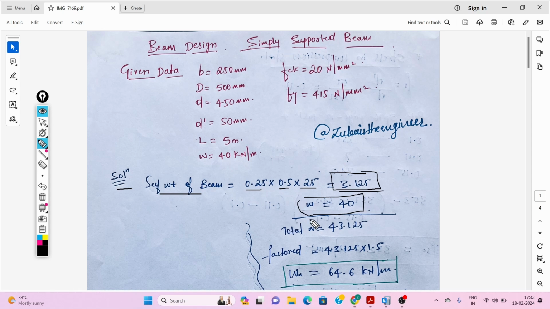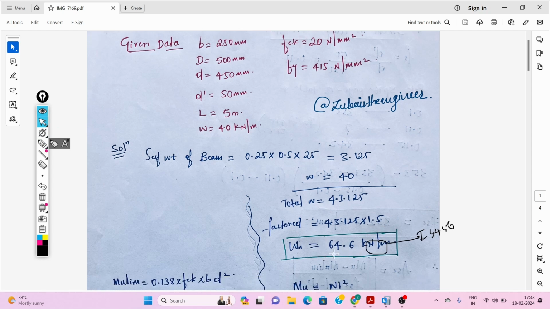Okay, the total load will be 43.125 kilonewton per meter. Okay, so we need to take the factored load. The factored load will be 43.125 into 1.5. This is the partial safety factor from IS 456. From IS 456, the total factored load will be 64.6 kilonewton per meter.